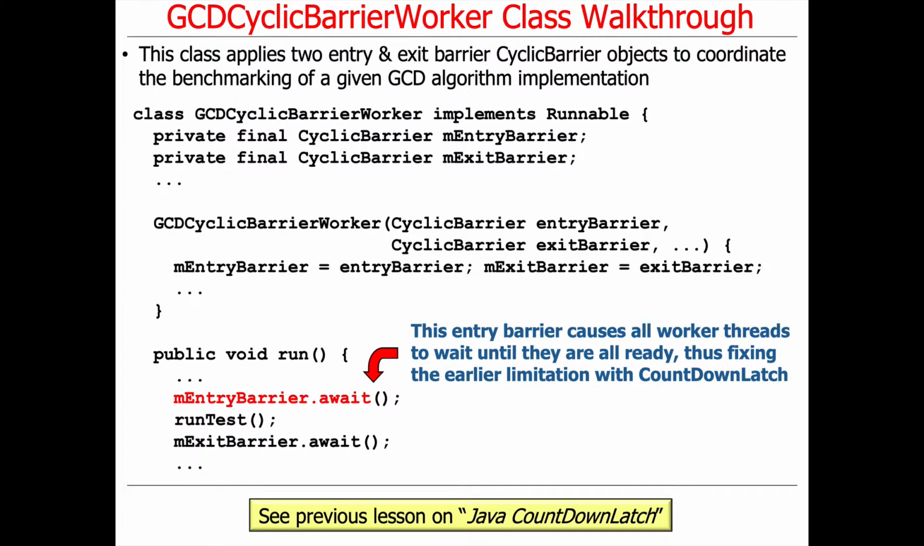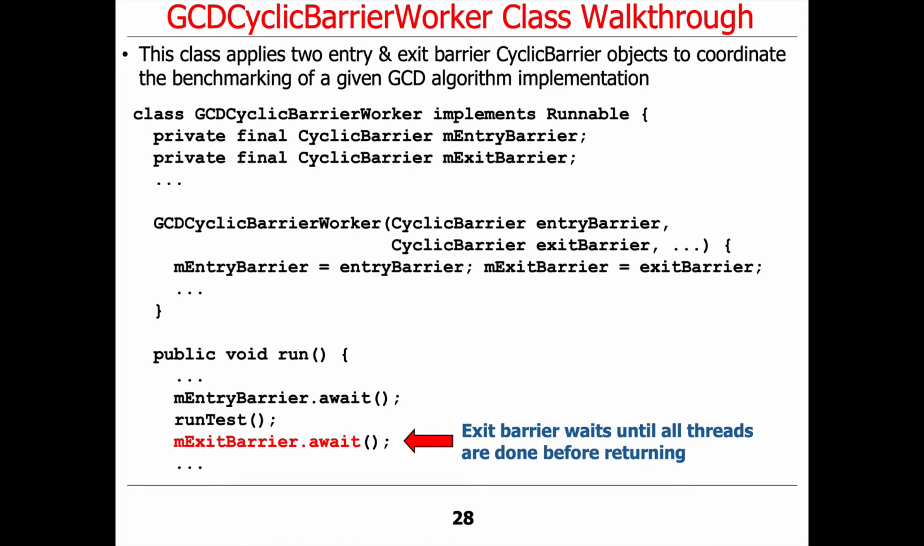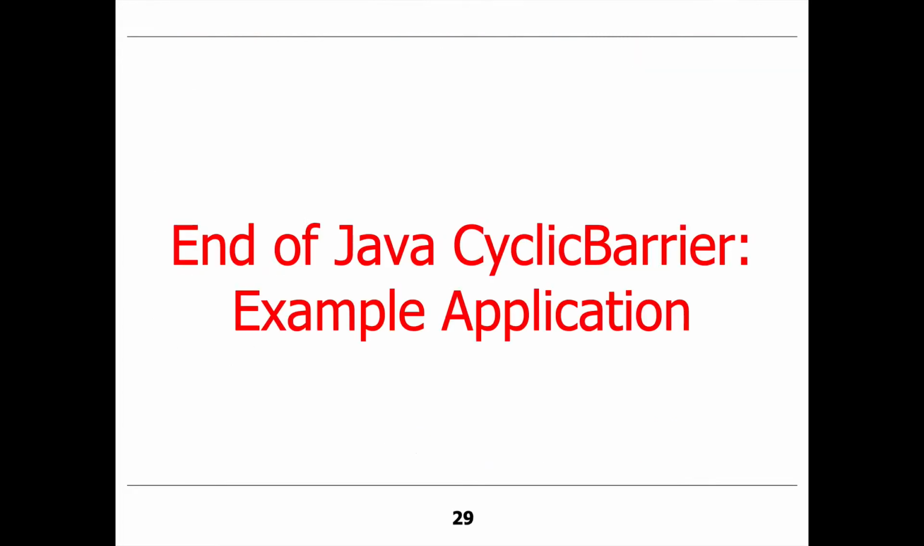And this is an entry barrier that causes all the worker threads to wait until they're ready to run, thereby fixing that earlier limitation with countdown latch we talked about before. At this point, this particular test can run the GCD algorithm that's associated with this object, which was not important as we mentioned here, because we're just focusing on the barrier synchronization logic. And then the last thing we do is we have the exit barrier wait until all the other threads are finished with their computations before returning. And when all the other threads finish, then that will, of course, allow the main thread to also return from its call to await on the exit barrier as well.